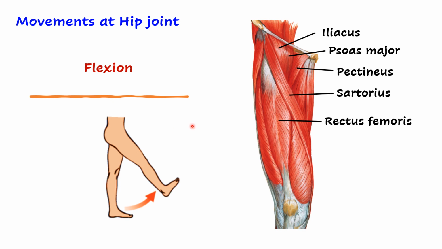The muscles that will be responsible for flexion, it is very easy to understand. They have to be present anterior to the hip joint. So that's what we can see here. This is the anterior compartment of the thigh, and the muscles responsible for flexion, we'll start from the lateral side here. This is iliacus. Then we have psoas major, then pectineus, and then we have the sartorius, which is also crossing the hip joint on the anterior aspect. And finally we have here the rectus femoris, right? So these are the 5 muscles which will be responsible for flexion at the hip joint.